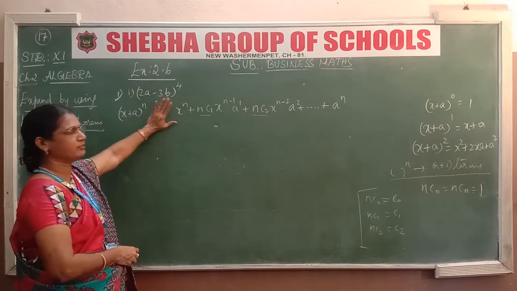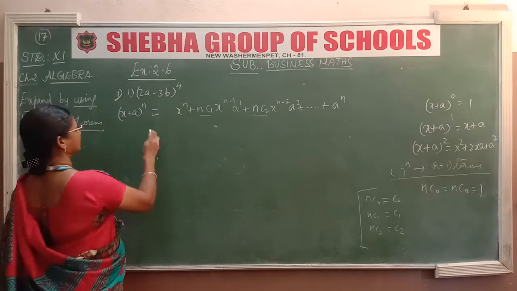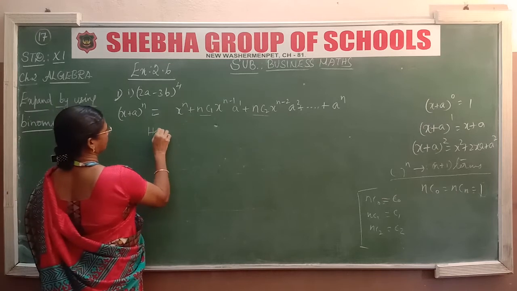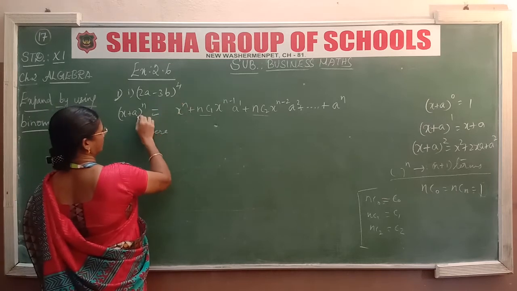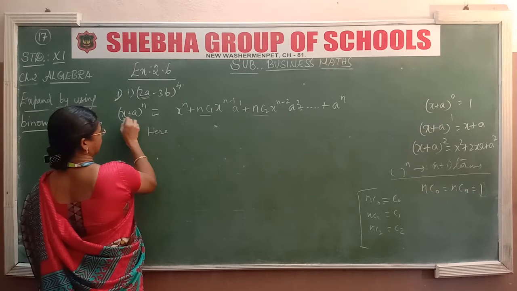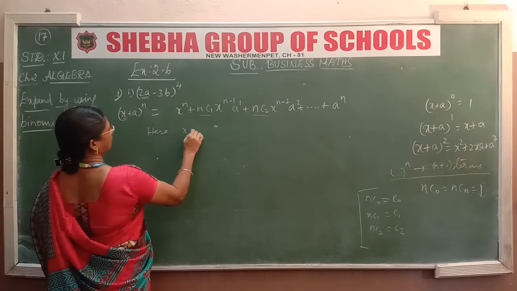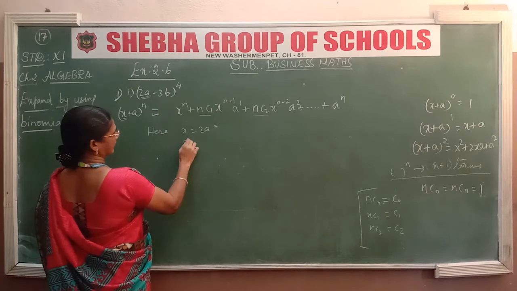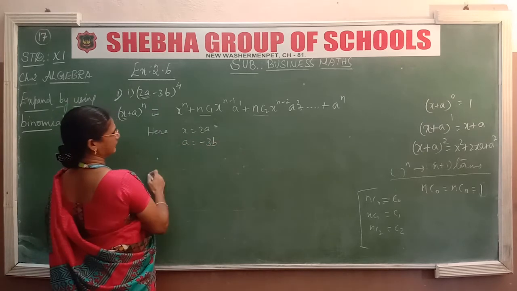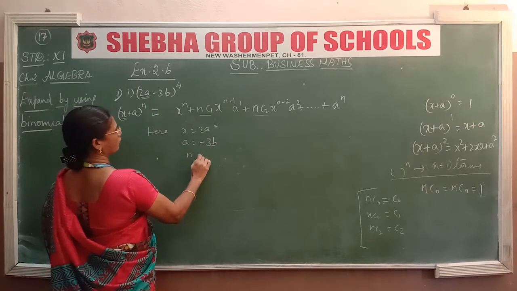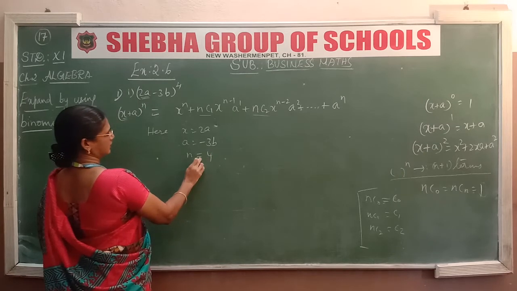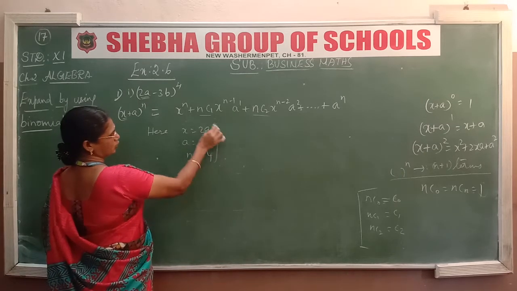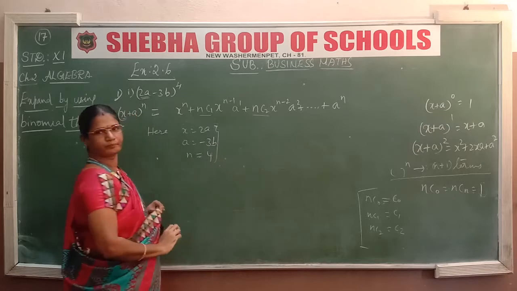First write the formula. Next compare these two. First one is x, isn't it? Here x is equal to what? 2a, and a is equal to minus 3b, and n is equal to 4. First assume all the things and substitute these things in the formula.